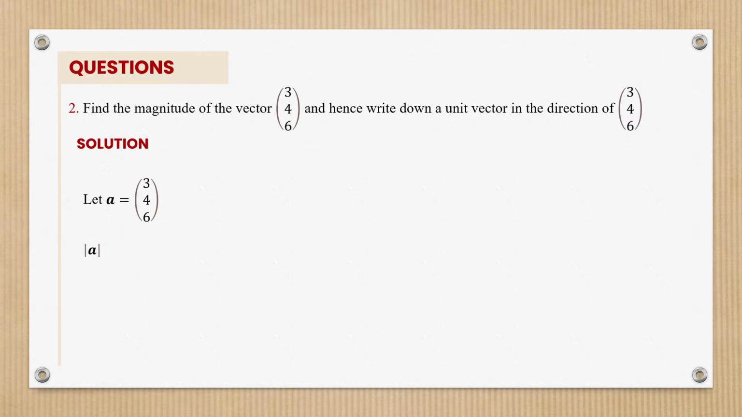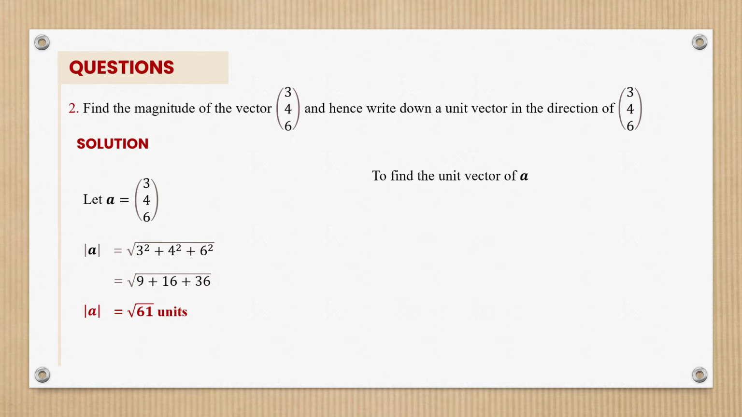Now we know to find the magnitude of the vector A, we're going to need to find the sum of the squares of its components. So we're going to have 3 squared plus 4 squared plus 6 squared, and then we're going to find the square root of the sum. So when we sum these up, we're going to have 61. Therefore the magnitude is the square root of 61 units.